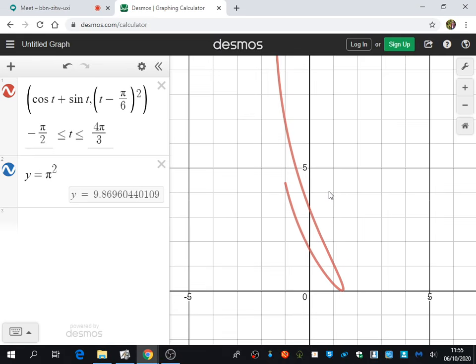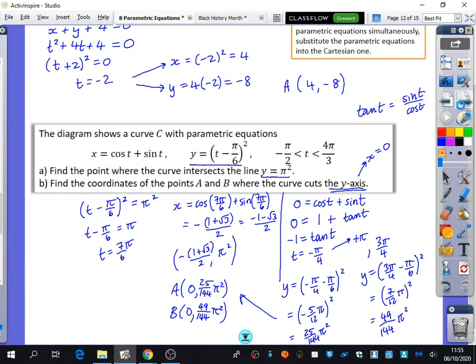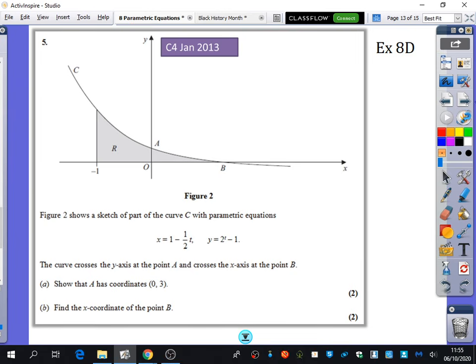And if you tried to do this using Cartesian, you'd get pretty stuck with this. We will have a go at this one later, okay? But there is an exam question here that we can do. We're going to do some questions from exercise 8D now, okay?